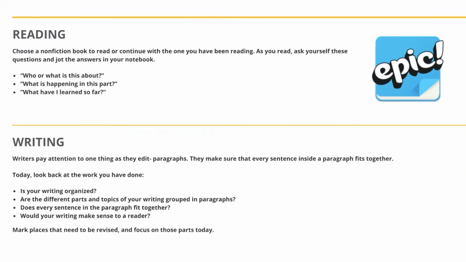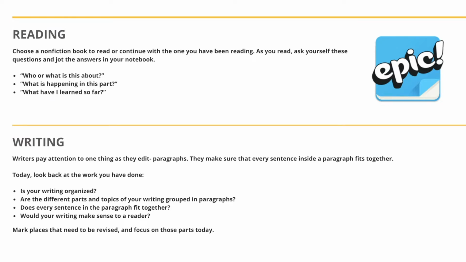All right, let's begin with reading. We're going to choose a nonfiction book to read, or continue with one that we've been reading already. But today, as you read, you're going to ask yourself these questions and jot down the answers in your notebook. The first question: who or what is this about?